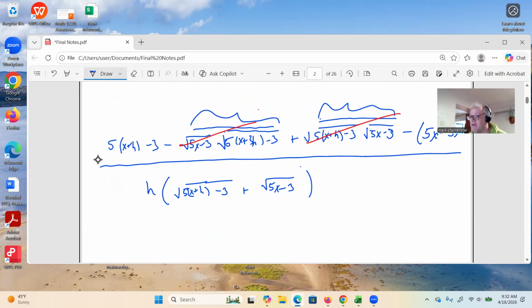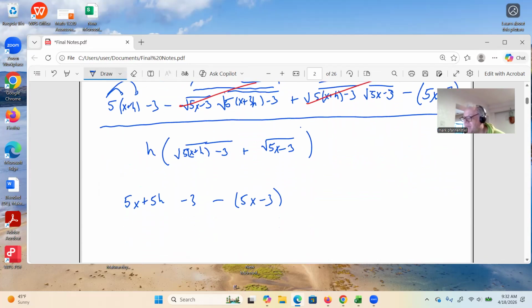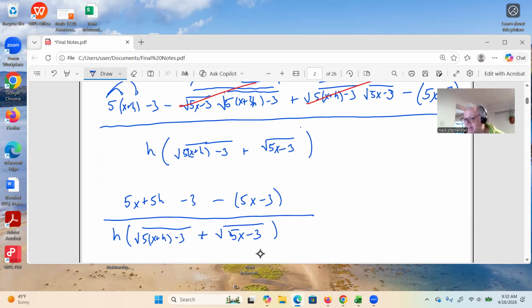So let's go ahead and figure out what we have left here. We have a 5x plus 5h, I just distributed the 5, minus the 3, minus parentheses 5x minus 3, all over h. Don't multiply out this denominator. Leave it alone. We have a square root of 5x plus h minus 3 plus square root 5x minus 3. Again, make sure this is a plus. That's actually important, because it's a numerator.